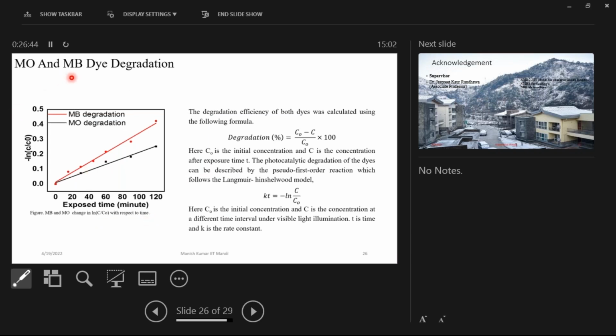Next, we checked it with methylene orange and methylene blue degradation, and we found that this membrane was able to degrade the methylene blue more efficiently compared to methylene orange.